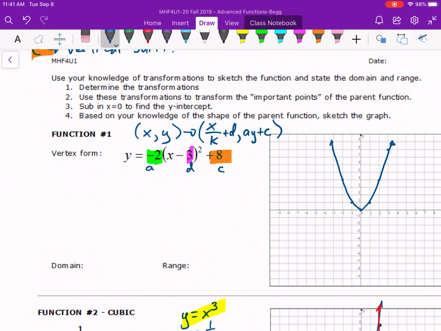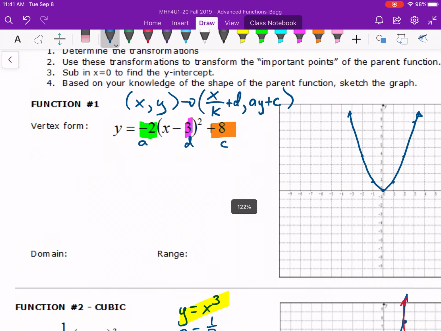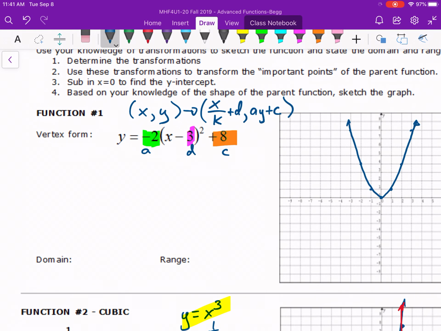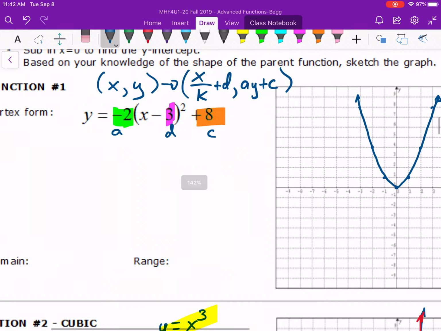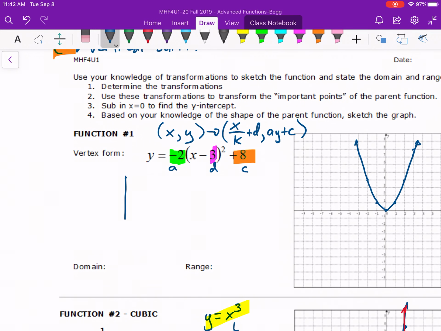So if I want to use this mapping formula, the easiest way to graph a transformation, I know that for a parabola, you're probably pretty familiar with it. You just figure, oh, I'll flip it, I'll stretch it, I'll put the vertex at (3, 8). But this transformation formula will help you with any shape, whether you know what it should look like or not. So let's just go through it as if we didn't know. What we do is we start with our parent function.